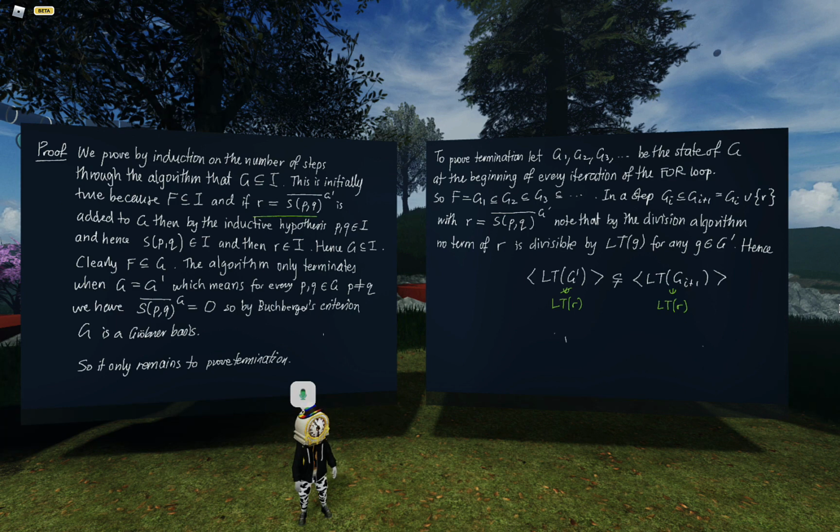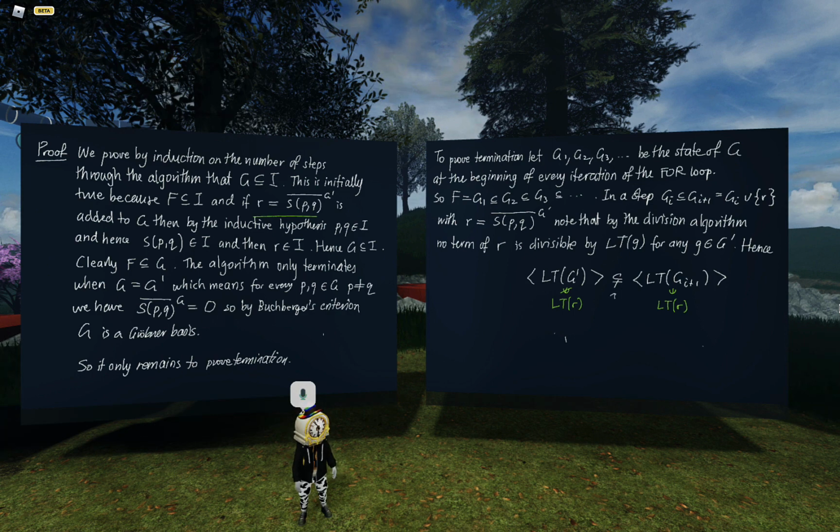Note that in fact we needed something a little bit weaker than what the division algorithm gives us. The division algorithm says no term of R is divisible by the leading term of G. But actually here we only needed the leading term of R not to be divisible by the leading term of anything in G prime. And in fact, that's the basis for a kind of refinement of the Buchberger algorithm that Will and I worked on recently. So we're using something a little bit weaker than what the division algorithm gives us here.